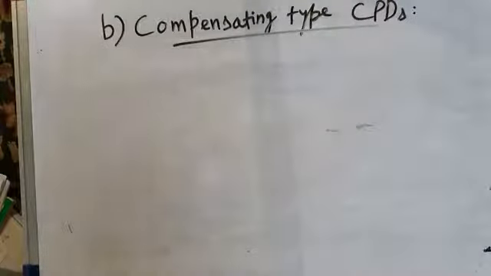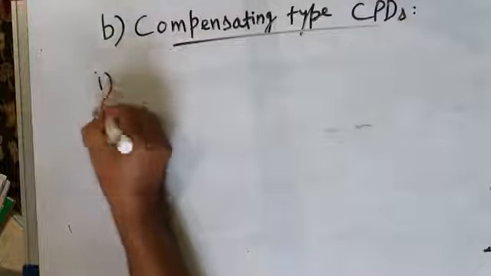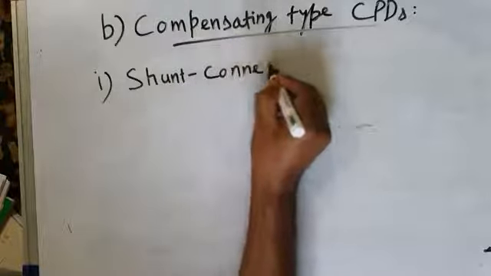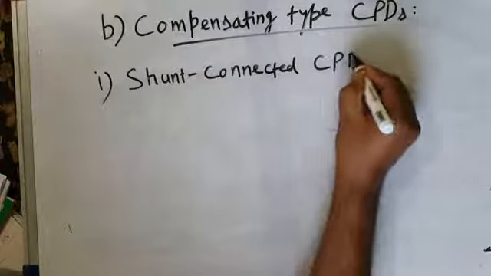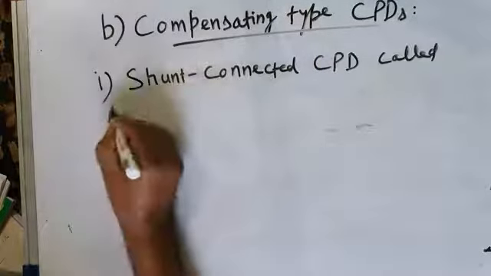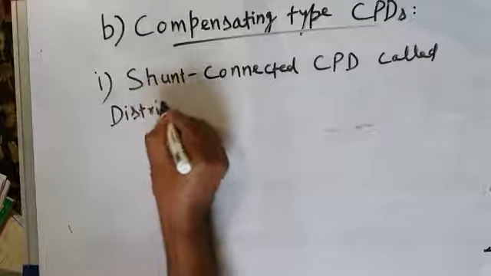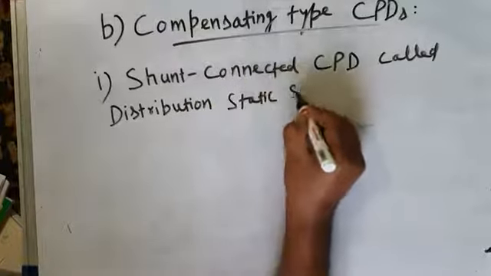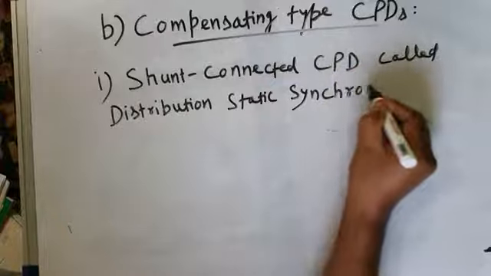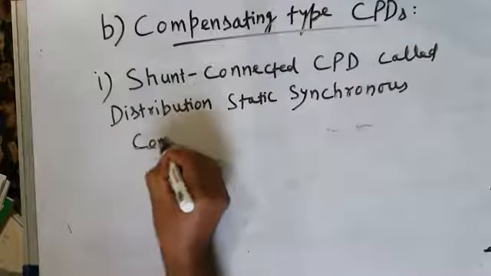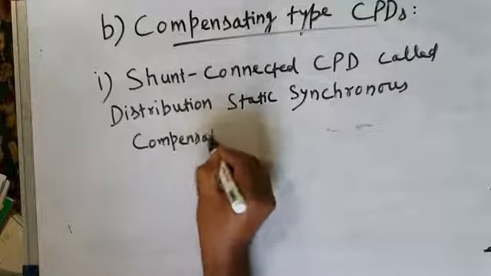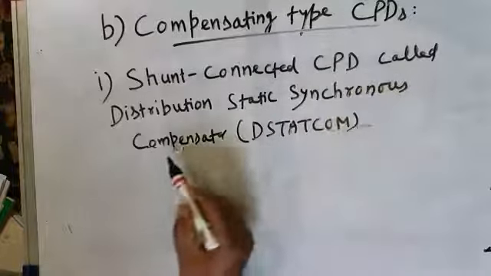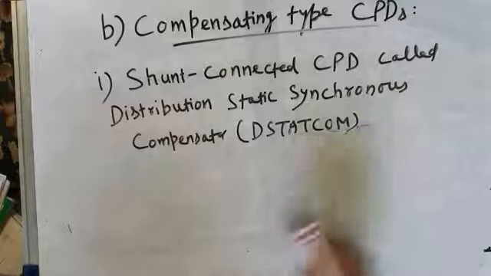Now these compensating type custom power devices are again of three types. I have already told you. First is shunt connected custom power device, which is also called distribution static synchronous compensator, that is D-STATCOM. D for distribution, STATCOM for static synchronous compensator.